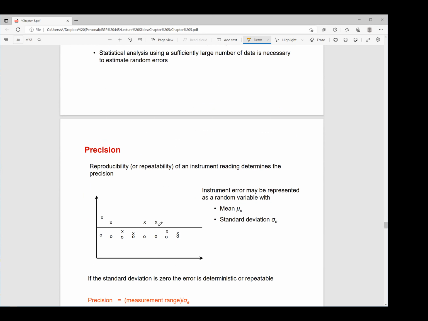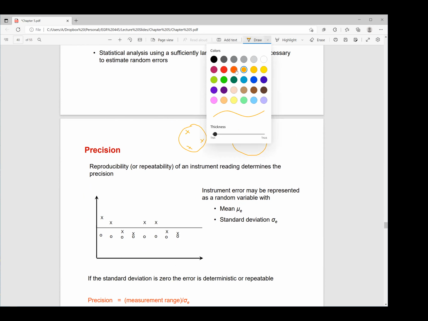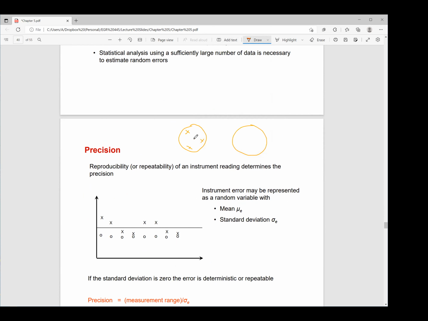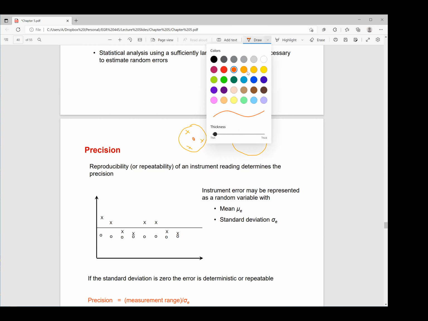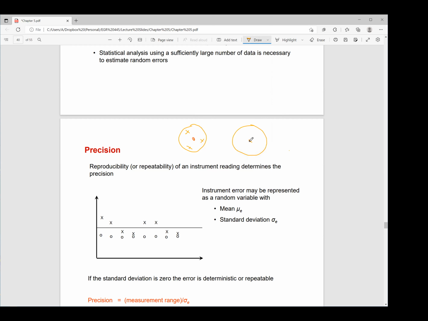Now, let me quickly give you an idea of what is precision. Precision is repeatability of instrumentation. So for an example, if you go in a clubhouse and you are playing darts, this is your first shot, second shot, this is third shot. Ideally, you have to hit the bullseye, but you are hitting everywhere. So this is neither precise nor accurate. Now, if this is the bullseye and you are hitting the bullseye here, this is precise and accurate.